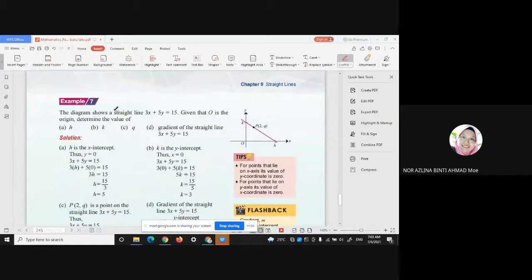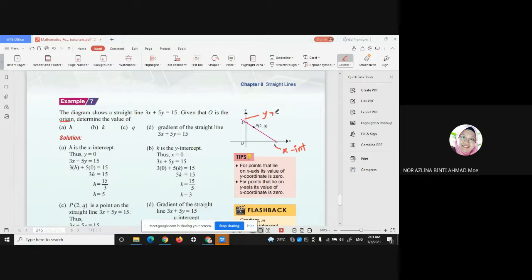The diagram shows a straight line 3x plus 5y equal to 15. Given that O is the origin, determine the values of h, k, and q. Okay, h. First, we find the value of h. So what is h in this diagram? Okay, h is the x-intercept. k is the y-intercept.